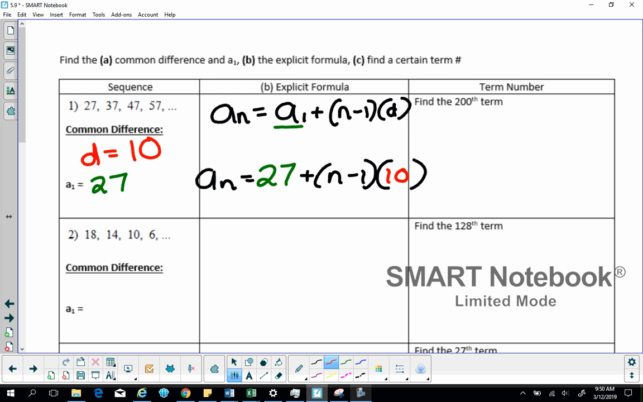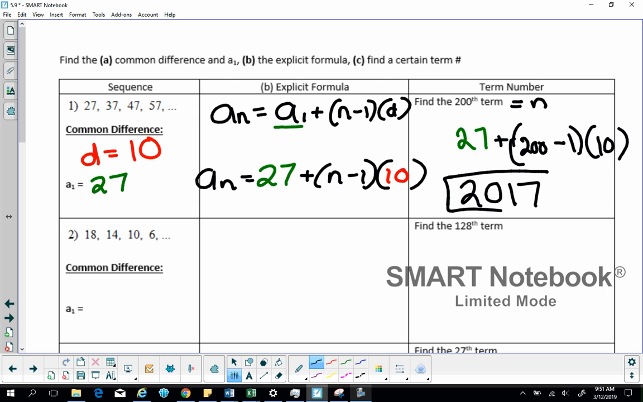Then it says find the 200th term. I'm not going to sit there and do a table 200 times. So all you have to do is plug the 200 in for n. So I'm going to rewrite my equation, but instead of n, I'm going to put 200. Make sure, in the other class the biggest mistake is they forget about this plus sign and they get the wrong answer. Make sure you remember that plus sign. So 200 minus 1 times 10. And you put that right into your calculator. Looks exactly like that. What do you end up getting when you do that? 2017. 2017. And so that's your answer. That's your 200th term. Does that make sense?